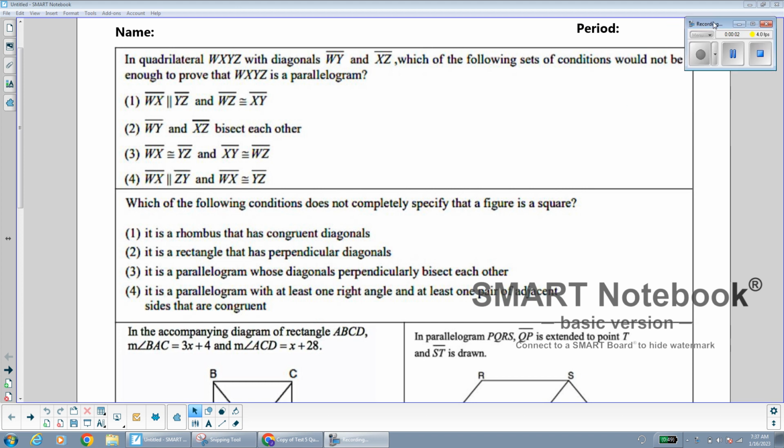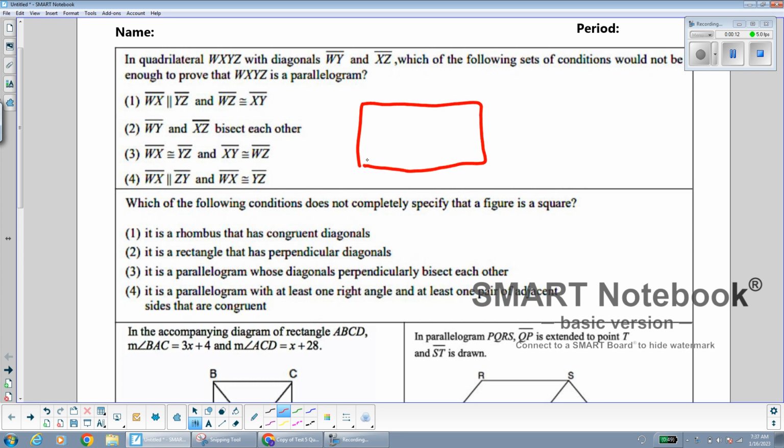Everybody, in this video, we're going to go over the review sheet for the last test of the semester, test number 6. So for number 1, what I'm going to do is draw a picture. I'm going to draw parallelogram WXYZ. Quadrilateral WXYZ. And our goal is to find the answer choice that does not prove it's a parallelogram. So I'm going to go answer choice by answer choice and just test out the information.